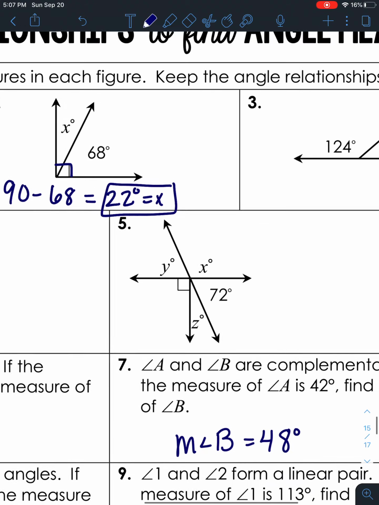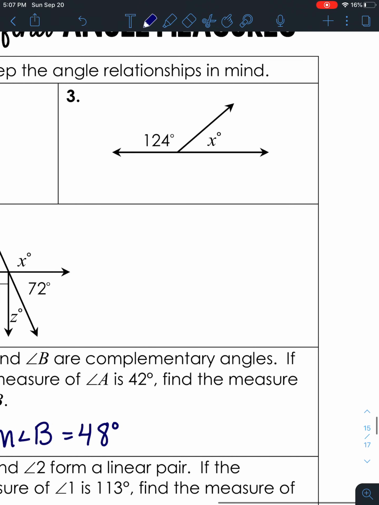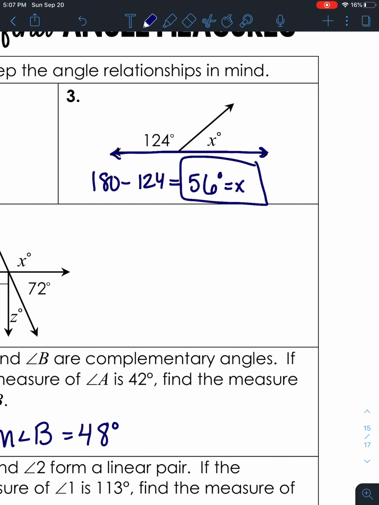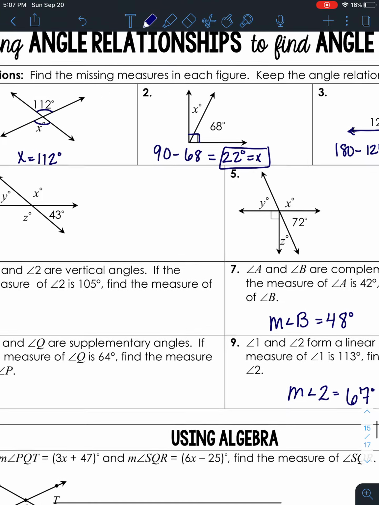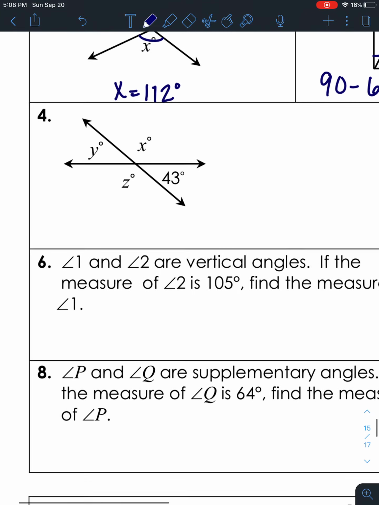Let's look at 3. 3, we can see they form a linear pair, right? They form a straight line with a shared side. So that means we're going to have to add them up to 180. So I'm going to do 180 minus 124 to find that last angle. That's going to give me an angle measurement of 56 degrees. Beautiful. All right, let's look at some more complicated ones here.